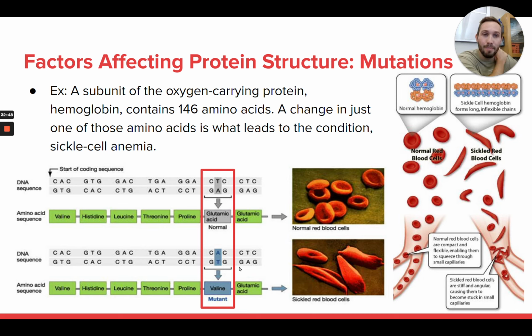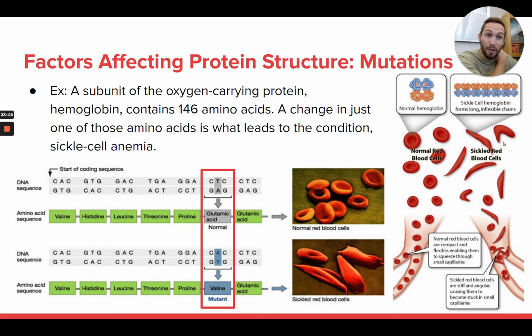But there's a mutation that some people inherited where just one of those amino acids, because of your DNA being messed up, is now switched with a different amino acid. It's this amino acid right here, glutamic acid, being changed for valine. And that's the only difference. Out of 146, this is the one difference. And that one difference causes the hemoglobin protein to start looking more like this, which is not the way it's supposed to look, and they start creating these sickle cell shaped red blood cells.